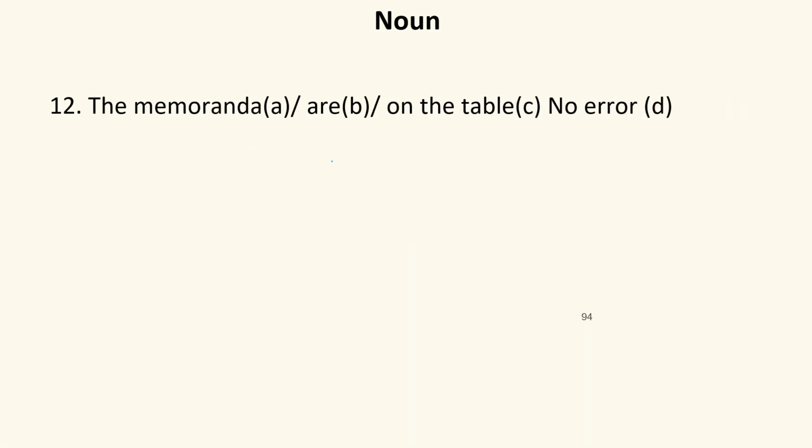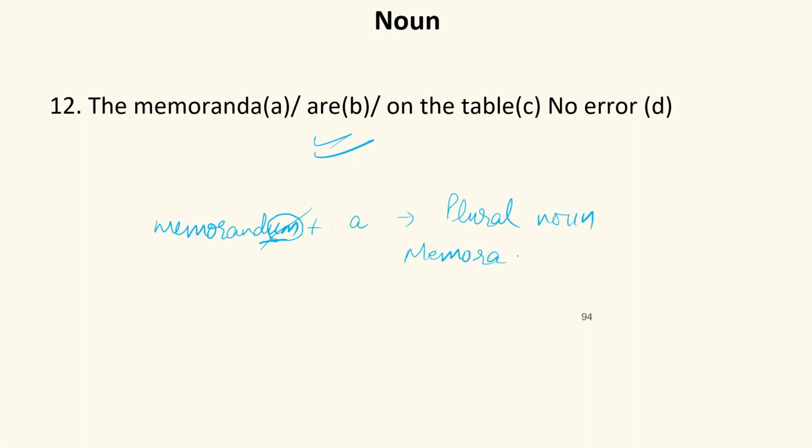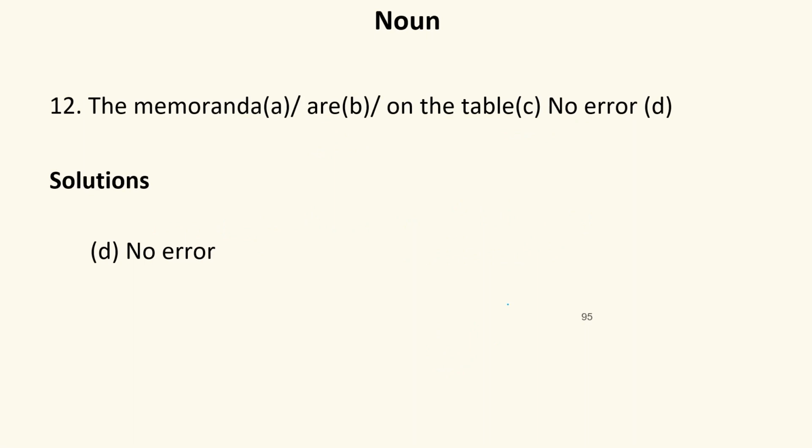The memoranda are on the table. The sentence is absolutely correct. Actually, memorandum is singular. As I told you, for words that end with um or on, we replace um or on with a and the word converts into plural. So we just replace um with a and the word converts into a plural noun. That is memoranda, and memoranda is plural. That is why we have used are. The sentence is absolutely correct. So D will be the correct answer, that is no error.